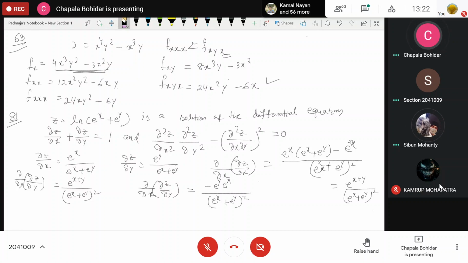You're not getting 0? That is multiply. Yes, multiply. So if you multiply this one with this, what are you getting? I am getting the value e to the power x plus y square. It is coming or not? e to the power x plus e to the power y whole to the power 4, then minus the square of this. So I am getting this value. Same.